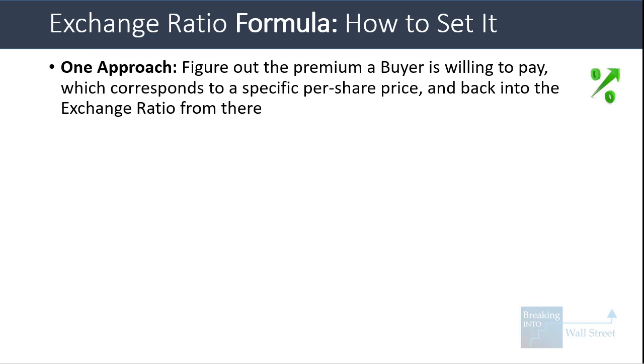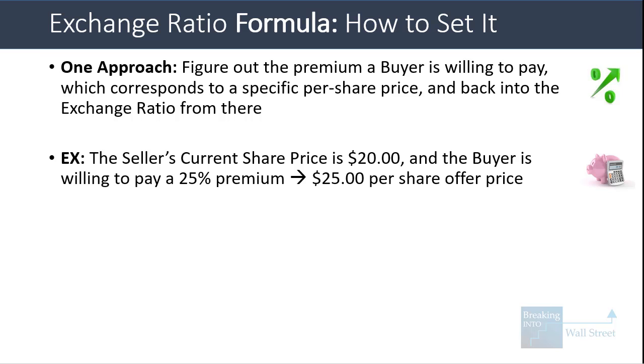One approach to figure out what this exchange ratio might be is to figure out the premium that a buyer is willing to pay, which corresponds to a specific per share price, and then back into the exchange ratio from there. So for example, let's say that the seller's current share price is $20 per share and the buyer is willing to pay a 25% premium, which means a $25 per share offer price.